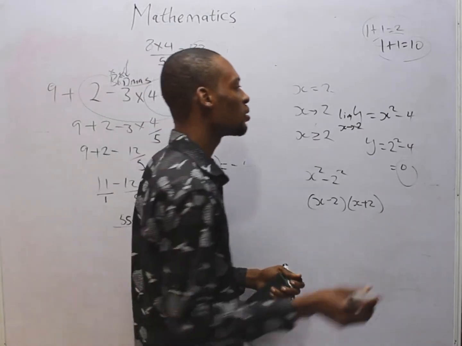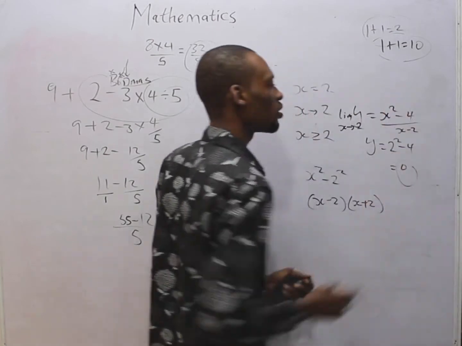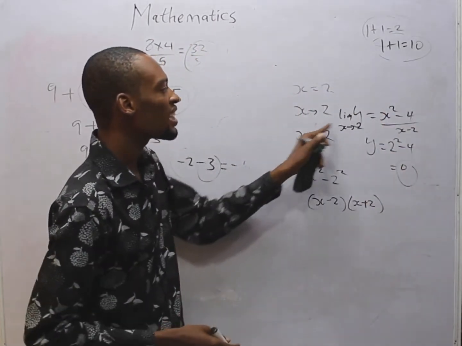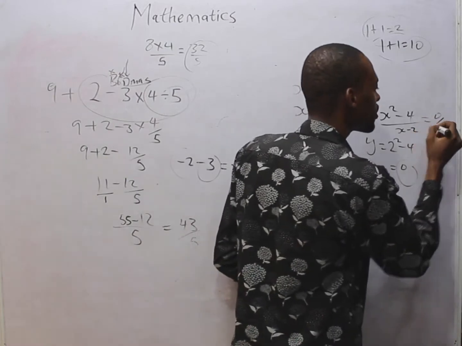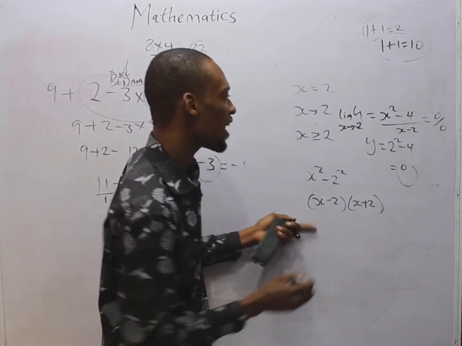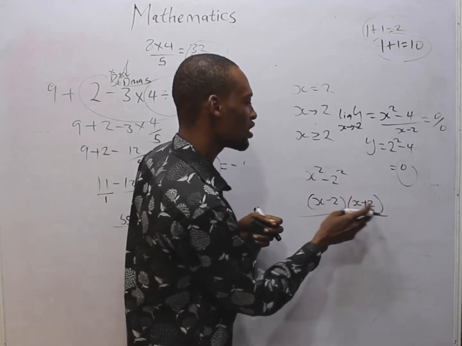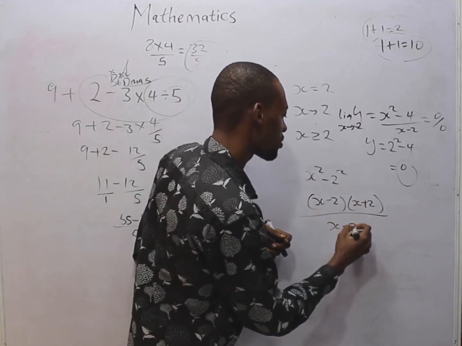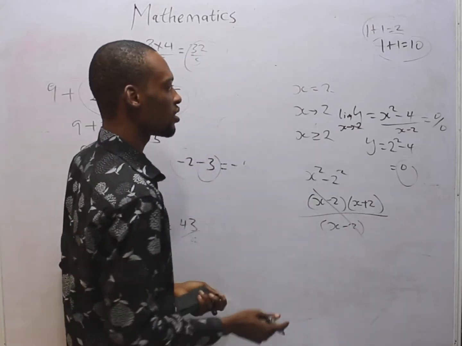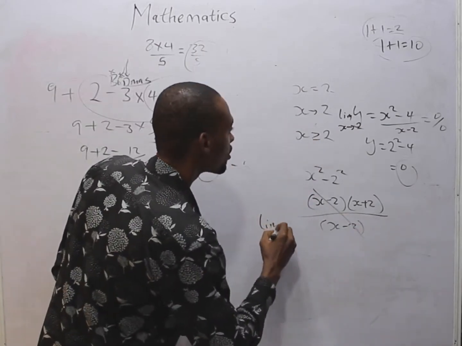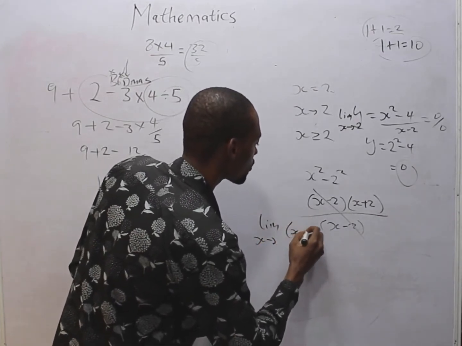But there are some cases. Look at something like this. If you have over s minus 2 here, substituting s as 2 instead of limit, you also get 0 over 0. But after simplifying, you have s minus 2, s plus 2, over s minus 2. This cancels this. The question becomes the limit as s tends to 2 of s plus 2.